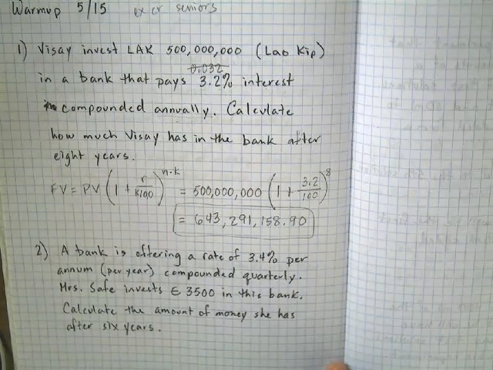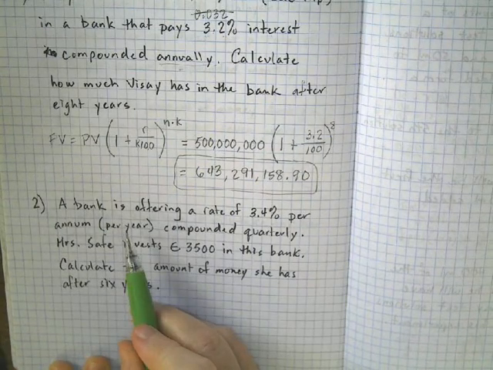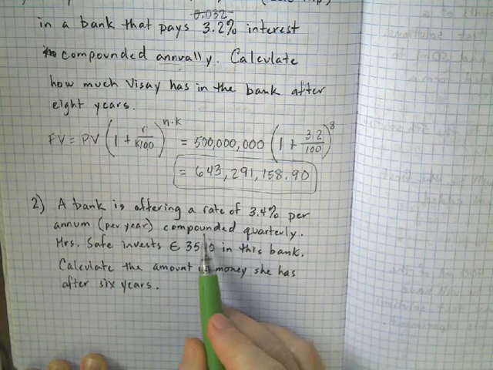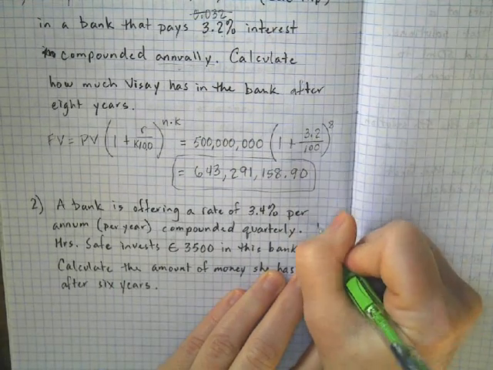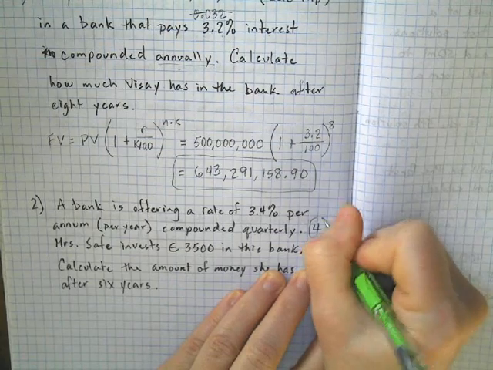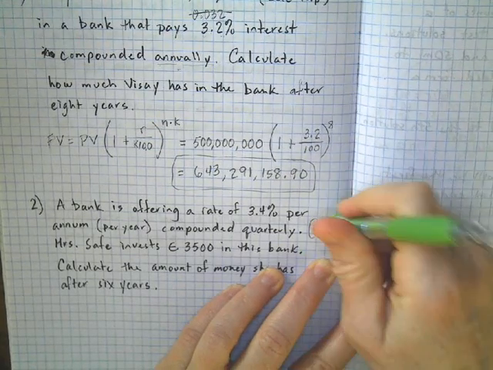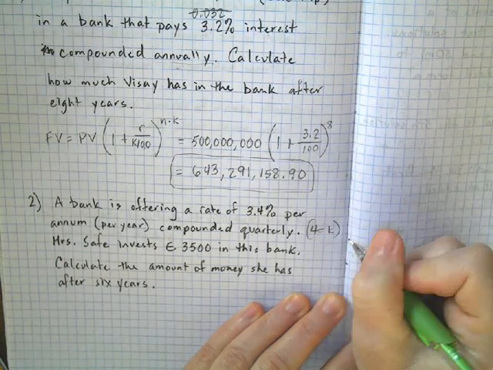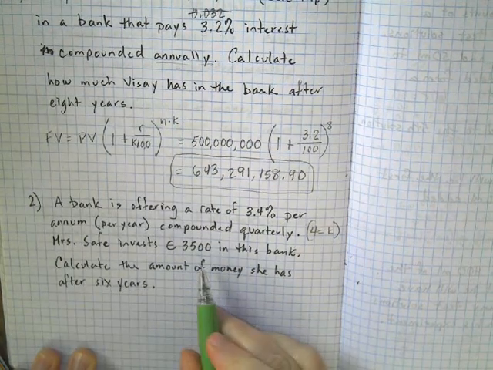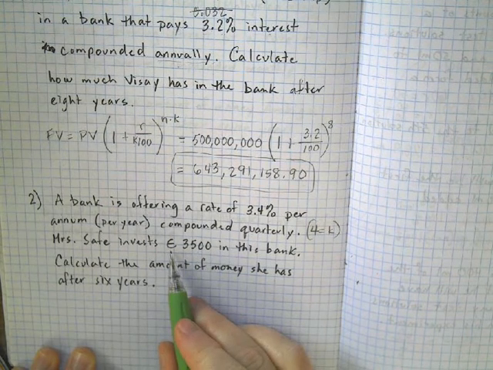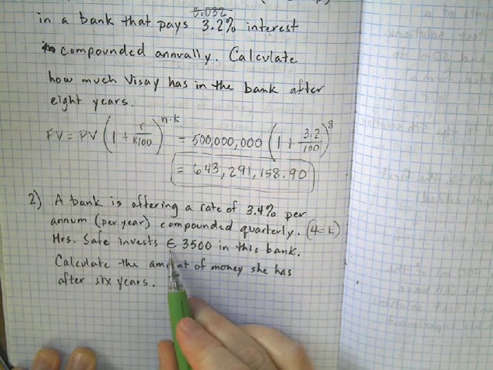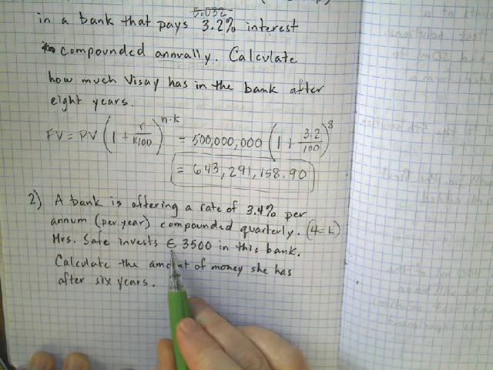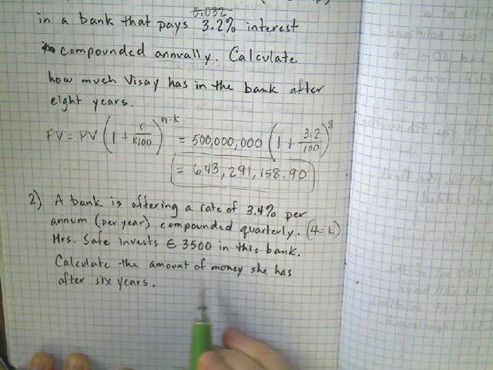Okay, next problem. A bank is offering a rate of 3.4% per annum. That means per year. Compounded quarterly. Quarterly means that you're going to get paid 4 times. So that means our k is equal to 4. We're compounding 4 times, so k is equal to 4. Mrs. Safe invests 3,500 euro. This is the euro, that's the currency used in Europe, and it's approximately equal to $1. It goes up and down. Calculate the amount of money she has after 6 years.